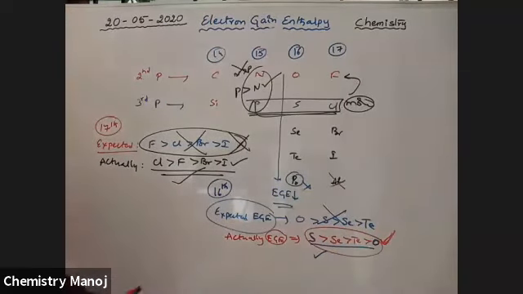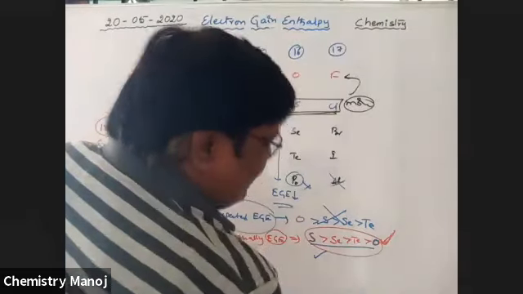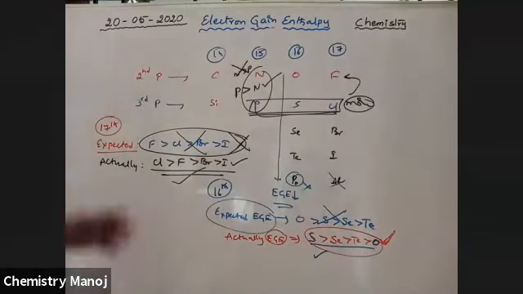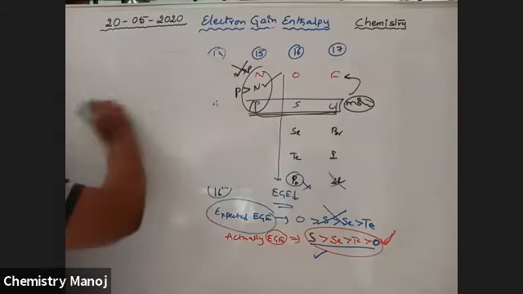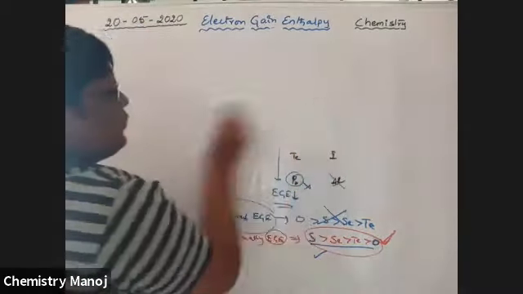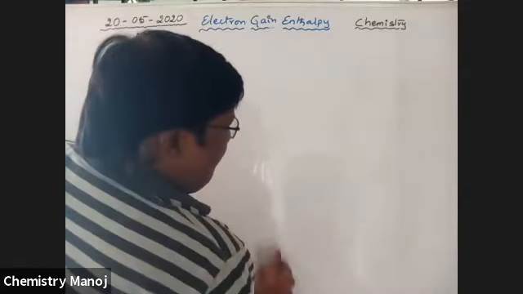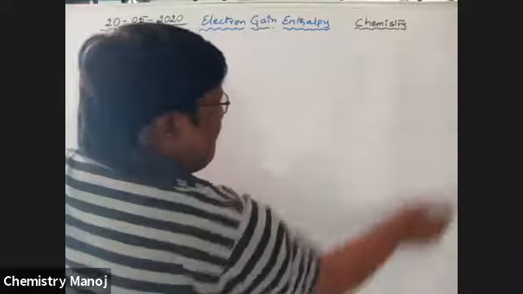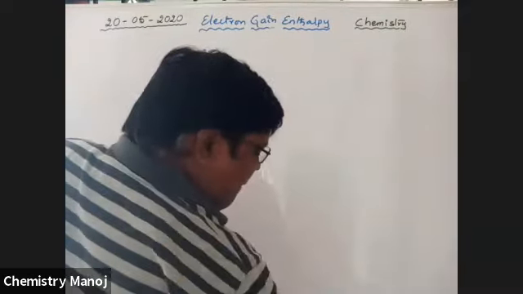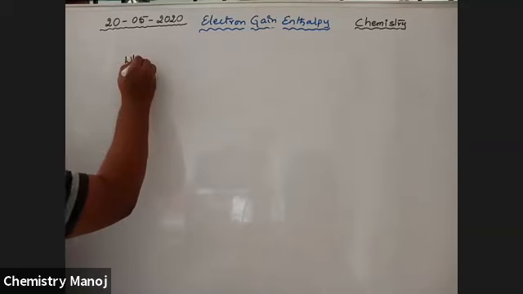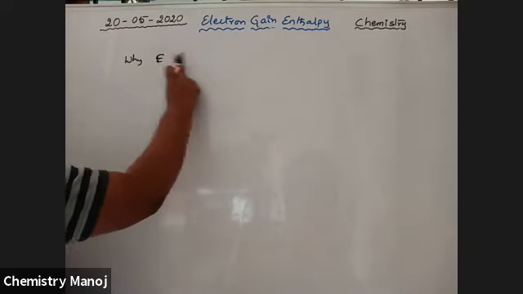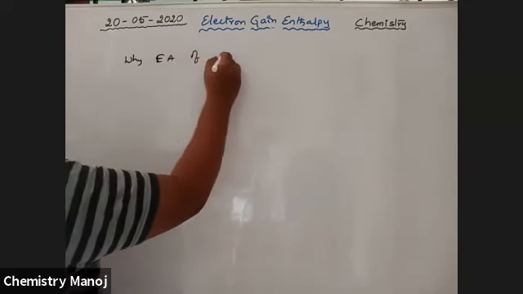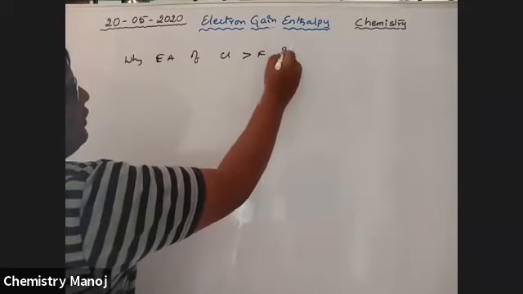Now, what is the reason behind it? I am going to explain for fluorine and chlorine. Similar reasons are also applicable for oxygen and sulfur, and nitrogen and phosphorus also. So, why is the electron affinity of fluorine less than that of chlorine? That is the question.